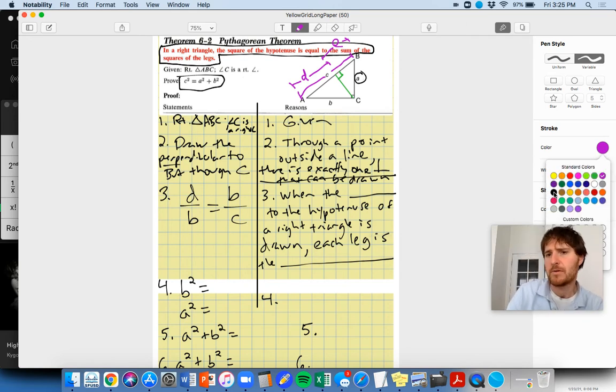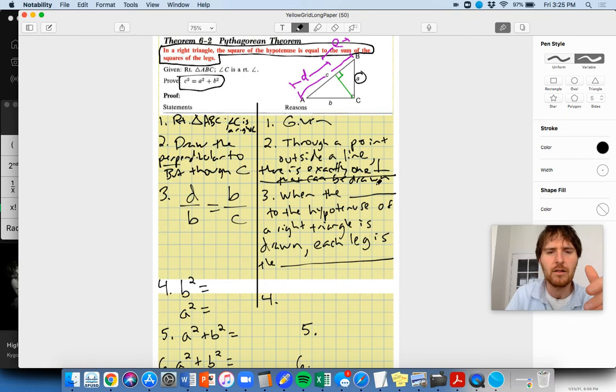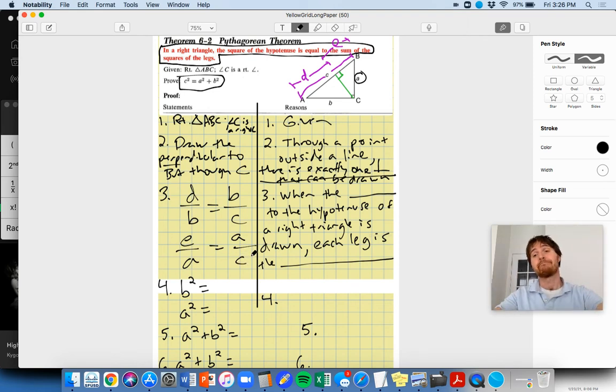Let's follow this one here. It's all about seeing what follows, right? A is the geometric mean of E, which is what we just put there, segment of the hypotenuse, and C. There you go.